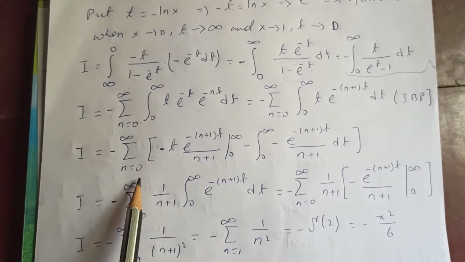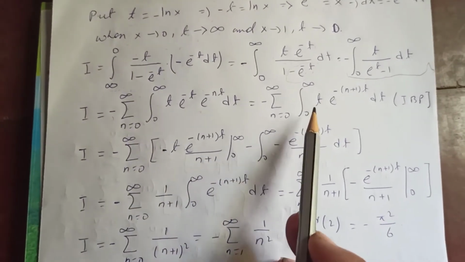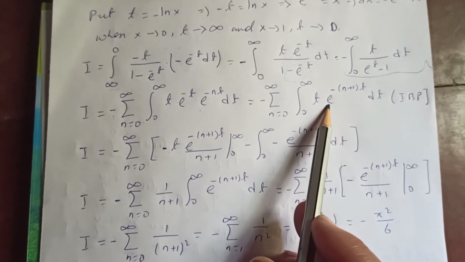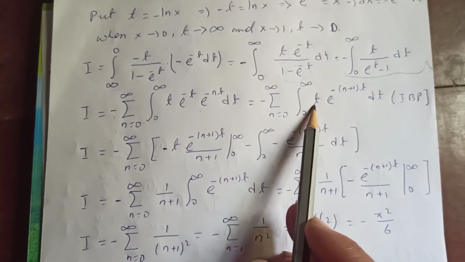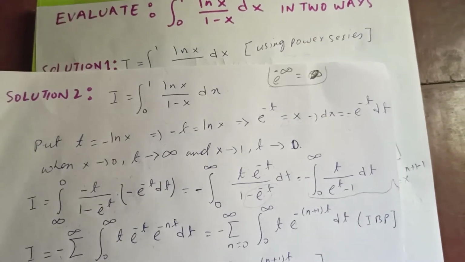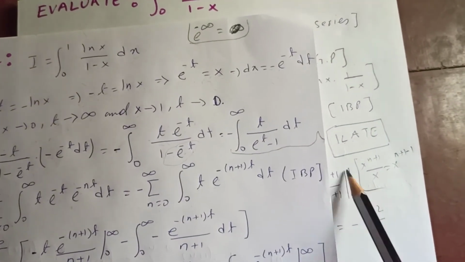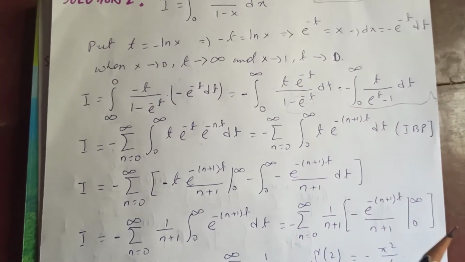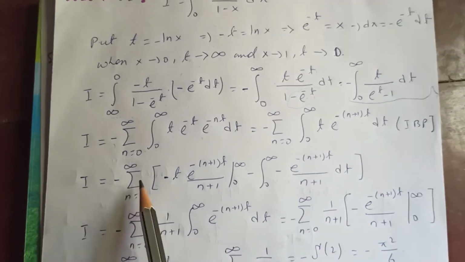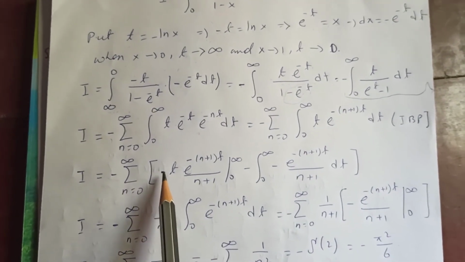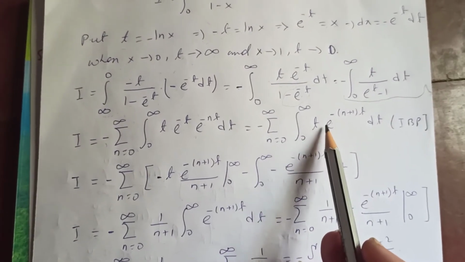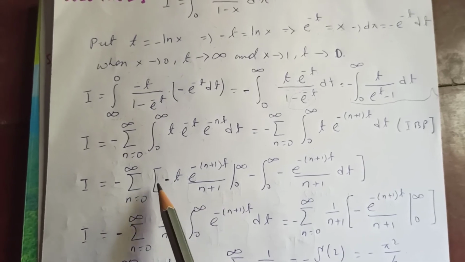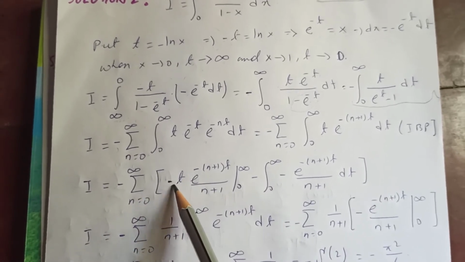So minus the sum from n equal to 0 to infinity. If you use IBP, exponential is what? Second function, right? And the algebraic function is the first one, according to ILATE, right? Exponential is the last, which means it will be our second function. So this will be t, and the integration of this is e to the negative (n plus 1) t upon n plus 1. Since there is a minus, you have to keep the minus, right?